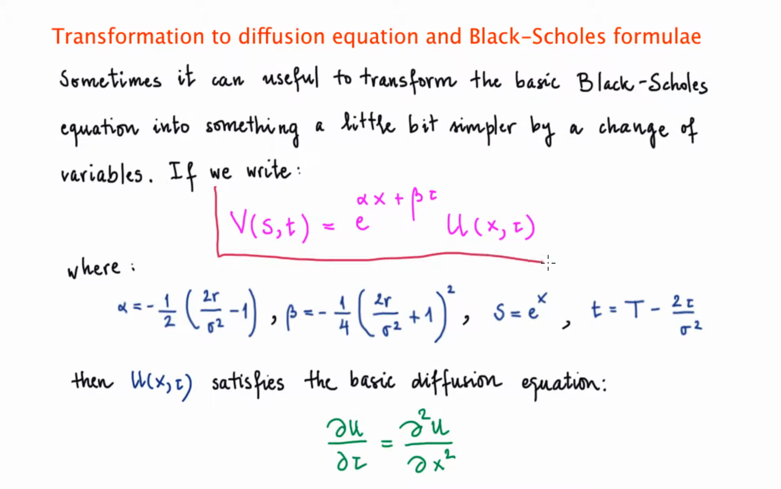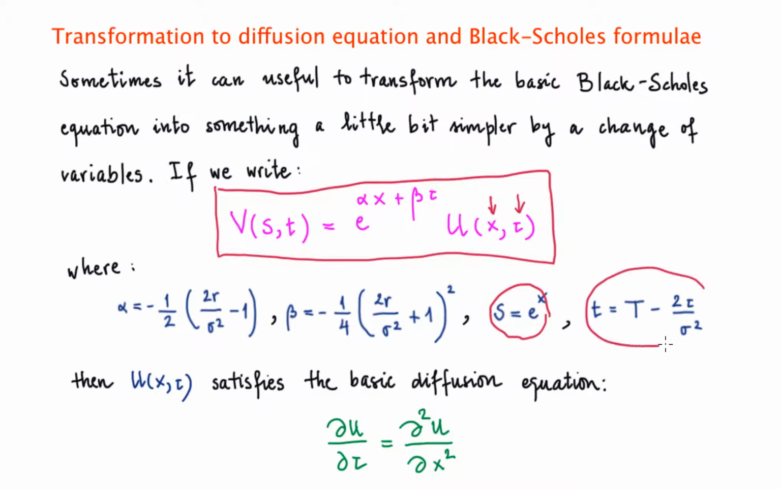It's not important, but we're doing that just for curiosity. Using that variable change, we go from v to this new u, which depends on the variables x and tau, which are connected in this way. The x is connected in this way with the asset price S, and tau and t are connected in this way. So using that change of variables, you can transform this complex Black-Scholes equation.